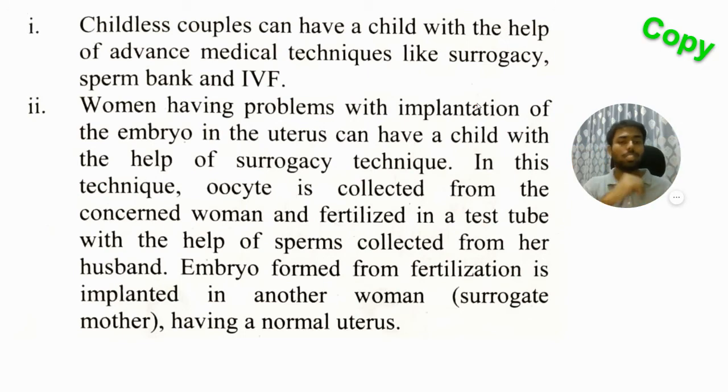Okay, those who have the problem of implantation in the uterus can have a child with the help of surrogacy technique. Okay, for them the surrogacy technique is correct. In this technique, they are explaining what is happening in surrogacy. In this technique, oocyte is collected from the concerned woman, the one who has the implantation problem in the uterus, and fertilized in a test tube with the help of sperms collected from her husband. So the male partner of the couple, they will collect the sperms from him.